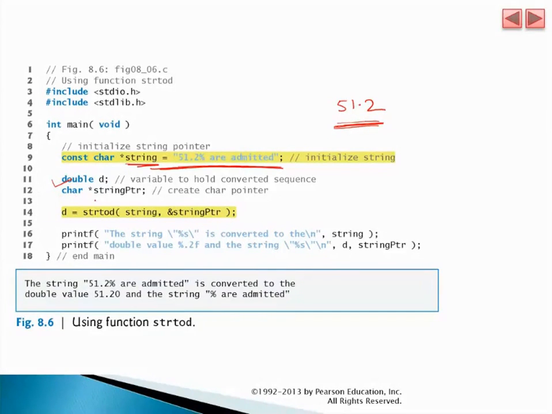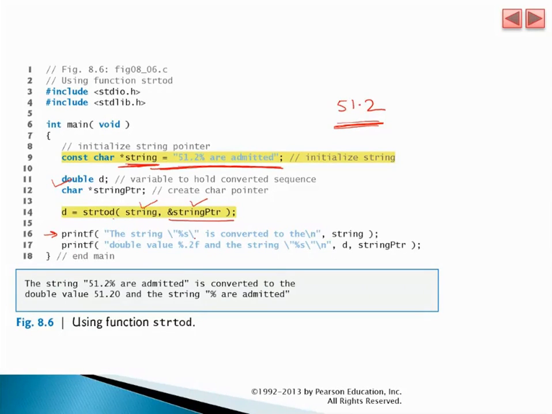Then we have this pointer to string pointer. We will create this pointer, and then we will call the string to double function along with the string. This is our string, and we have to pass another pointer. Please remember my words: we are passing a pointer here. Now what happens when this conversion is done? You can see the output.